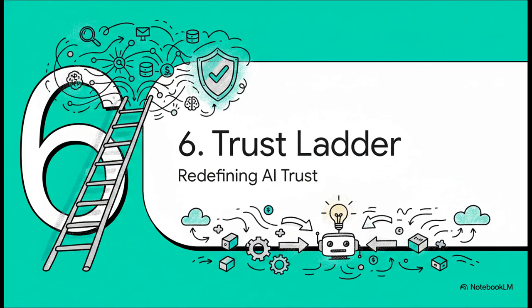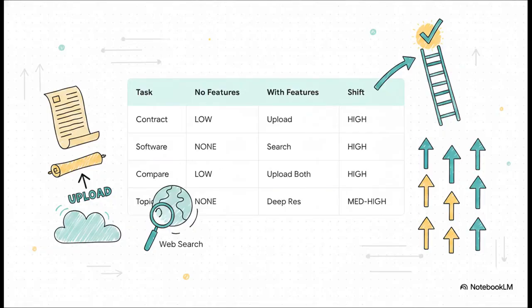And finally, Section 6, the new trust ladder, redefining your relationship with AI outputs. Notice how bringing external sources into the mix completely shifts the baseline? Without these features, asking the AI to summarize a contract is a super low-trust guessing game. But with the file upload, it jumps straight to high trust. Asking for the latest software version from pure memory gives you zero trust. But add web search and watch that instantly shift to high trust.